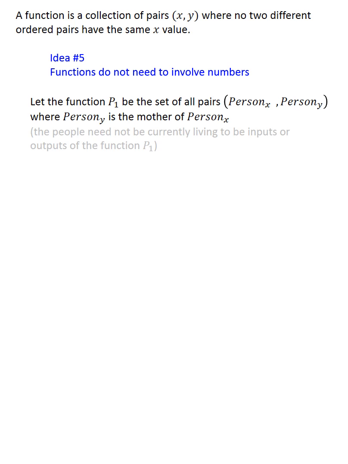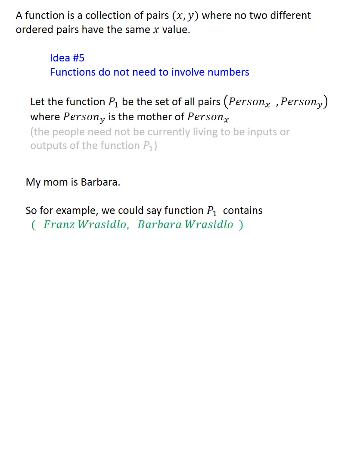This is mathematical speak for a pretty simple idea. I'll give you an example. My mom's name is Barbara. So this function, we could say, includes Franz Rasiedlo, Barbara Rasiedlo. In other words, me, comma, my mother.